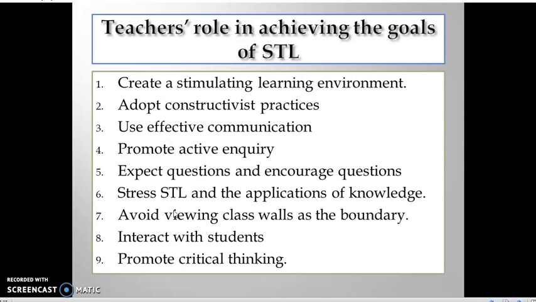Please allow your students to think critically. Tell them how to think critically. What is critical thinking? Make them aware. Make them think logically. Ask them to give reasons. Ask them to justify what they say. And this way you can promote critical thinking among students. So the teacher's role in achieving the goals of STL is very important and very vital. Each one can contribute their bit if they focus on these 9 points.